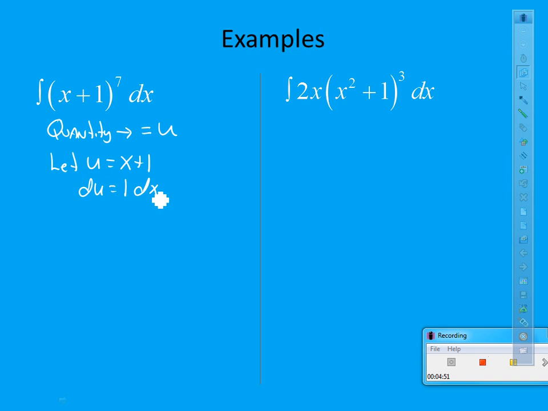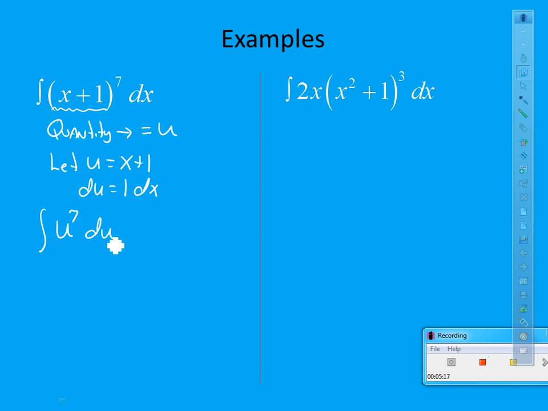Now here comes the u substitution part. And like I said, I'm going to confuse you on this early one. It'll get easier. When I rewrite this now, I've got the antiderivative of x plus 1 is u to the 7th. And then 1 dx, there's a 1 right here, dx, another name for that is du.